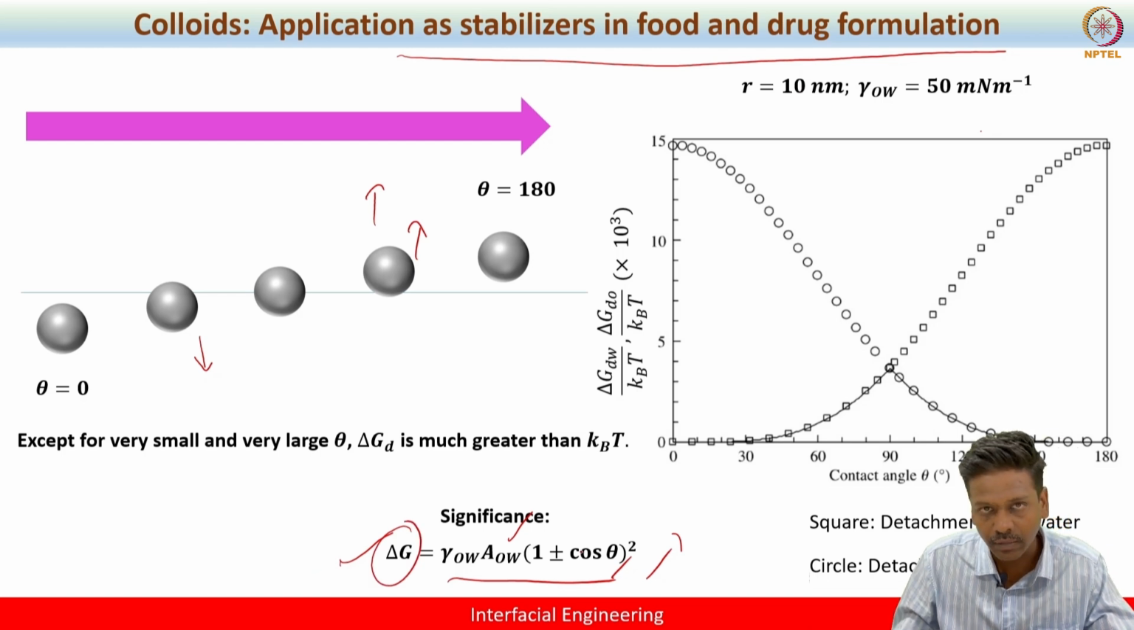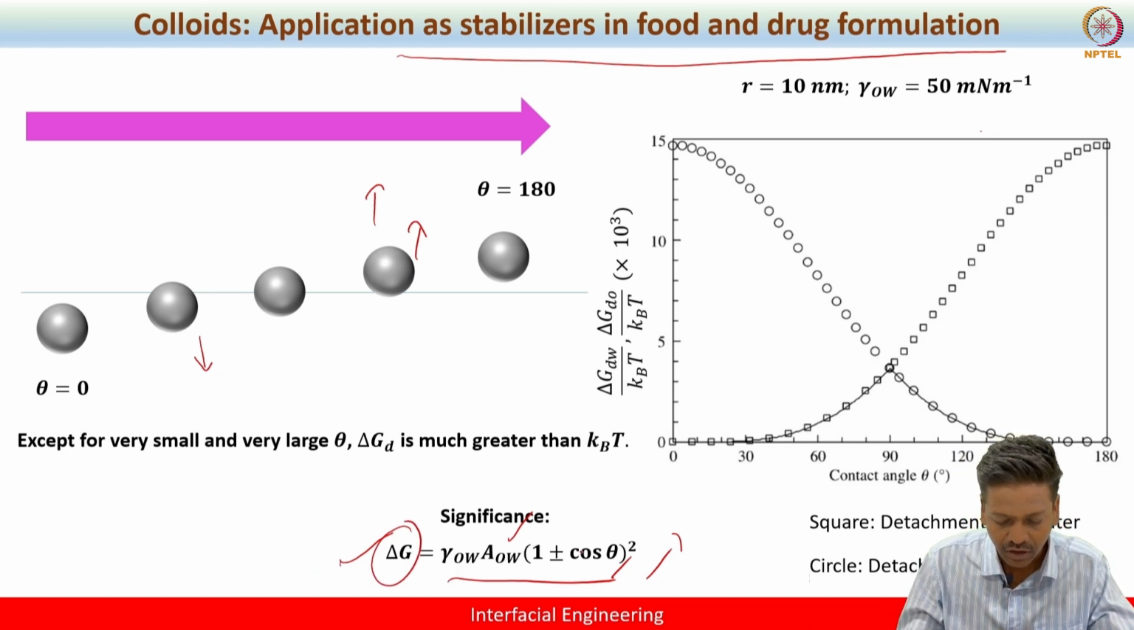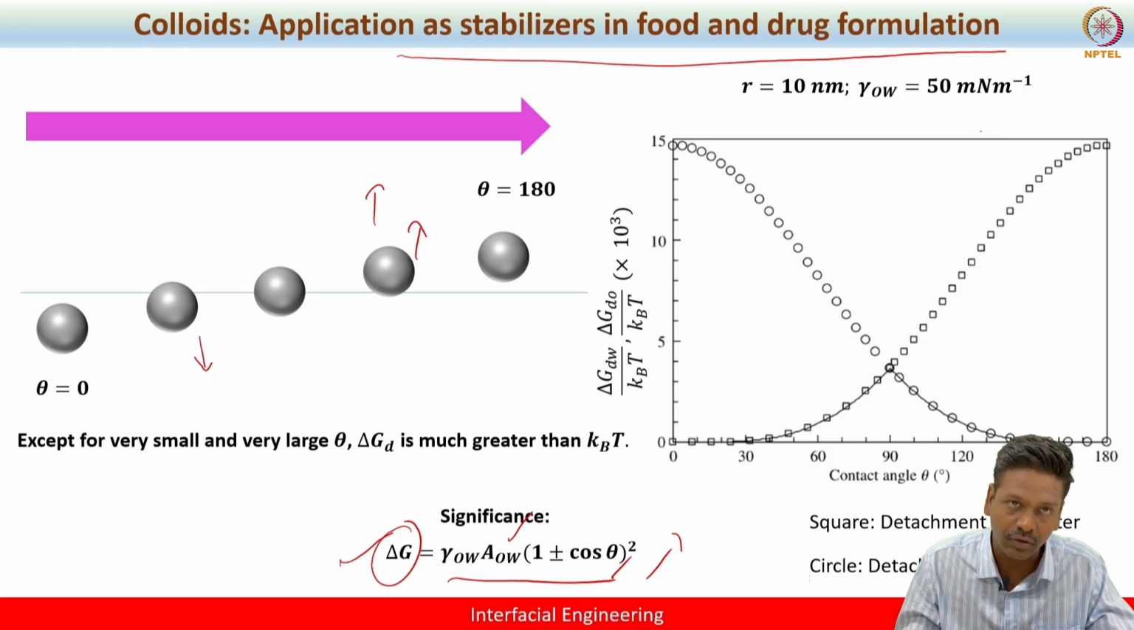So 1 plus or minus cos theta indicates that for delta G detachment into water, the equation is 1 minus cos theta, whereas when you talk about delta G detachment into oil, it will be 1 plus cos theta, right?